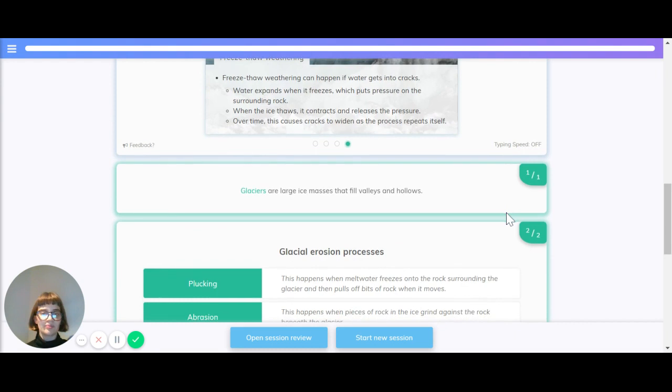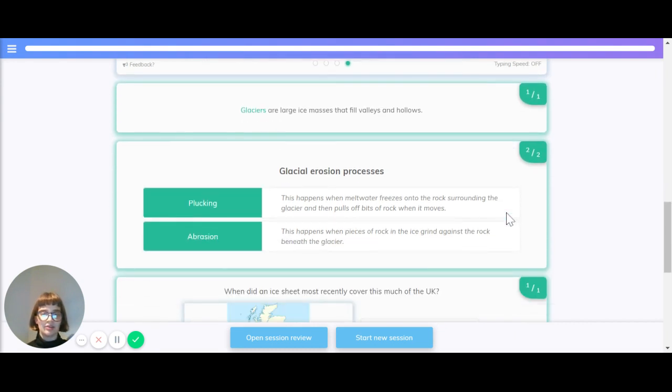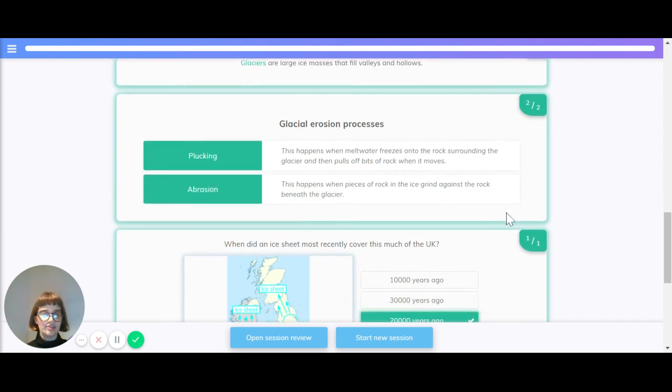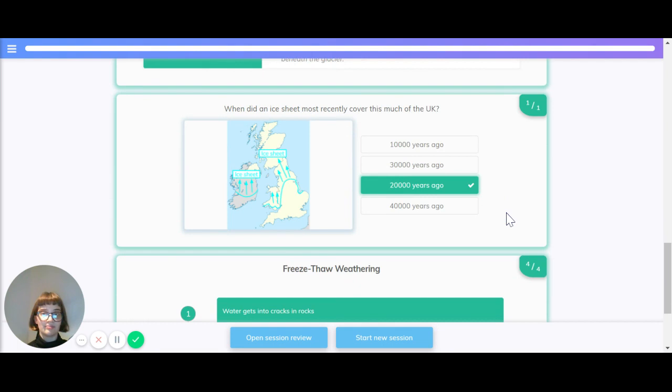Let's quickly recap that. How would you describe glaciers? They're large ice masses that fill valleys and hollows. Let's quickly recap two different glacial erosion processes. Plucking, which happens when meltwater freezes onto the rock surrounding the glacier, then pulls off bits of rock when it moves. And abrasion, which happens when pieces of the rock in the ice grind against the rock beneath the glacier.